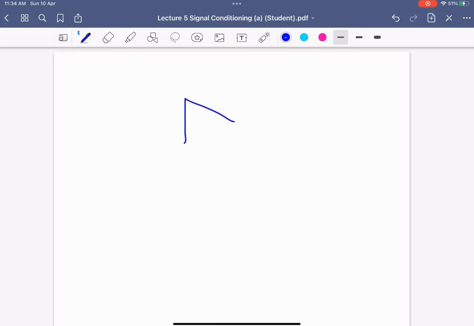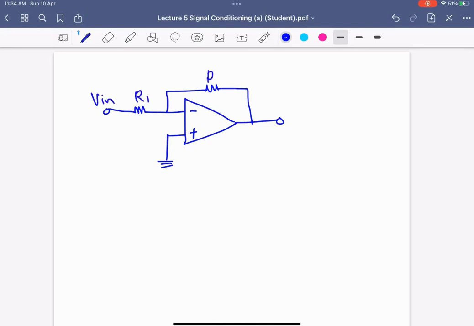So this is the inverting circuit: minus, plus going to ground, and it also has the feedback resistor, the input V in, R1, R2, and V out here. This is the inverting circuit, right? Now, how do we make it non-inverting?